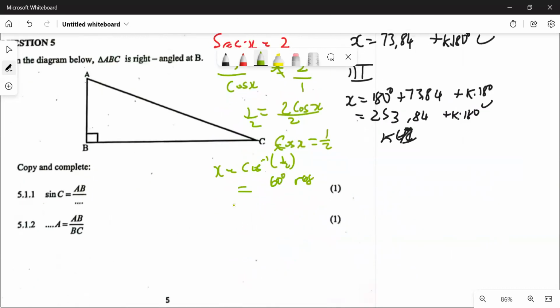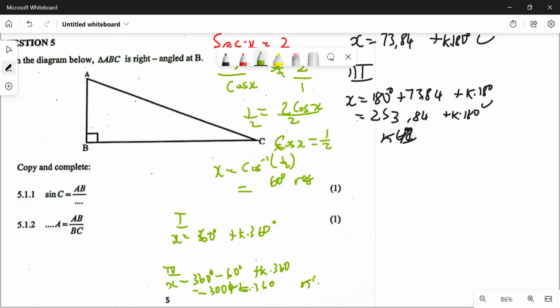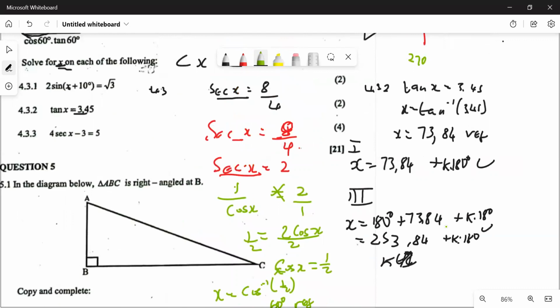So here we're going to work on the first quadrant. On the first quadrant, x is going to be equal to 60 plus k multiplied by 360. And then we also have the fourth quadrant. According to the fourth quadrant, we're going to say 360 degrees minus 60 plus k multiplied by 360, which gives us 300 plus k multiplied by 360, where k is an element of the integers.